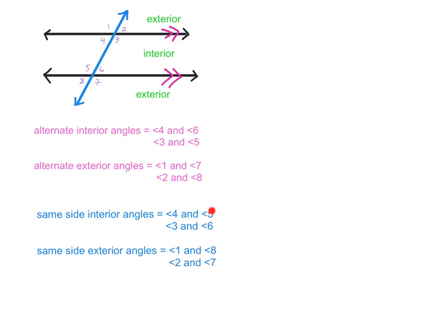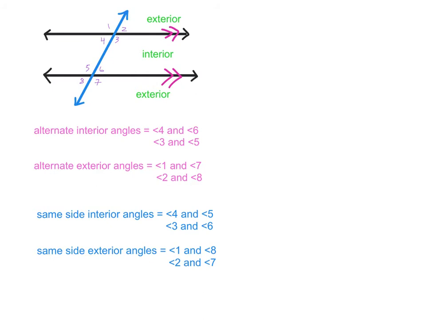So angles 4 and 5, take a look. They are on the same side of the transversal. They are both to the left side, and they are in the interior between my two black lines. Okay, the same thing goes for angles 3 and 6. They are to the right side of the transversal, and again, they're in the interior between my two parallel lines. Now, same side exterior angles.